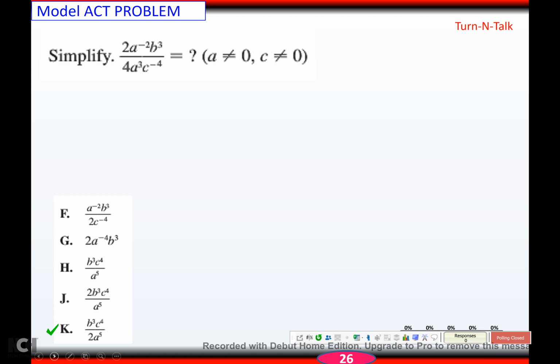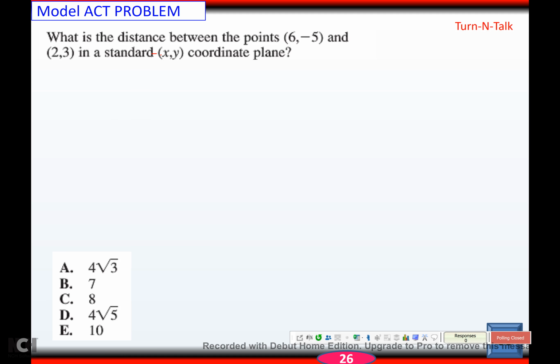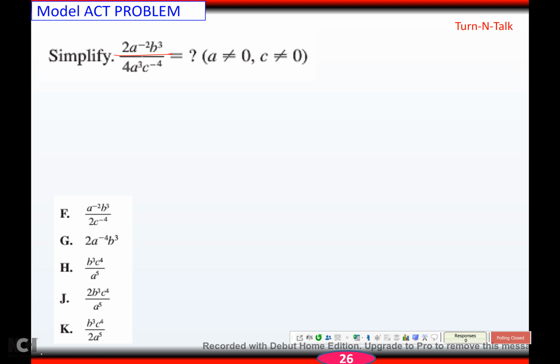Alright, there's a law that when you divide monomials, you subtract exponents. So you can do your 2's and your A's and your B's and your C's separately. So I have 2 divided by 4. I have a to the negative 2 minus 3. I have a b cubed, and this guy's going to move upstairs, so that's going to be c to the positive 4, because negative exponents move floors.